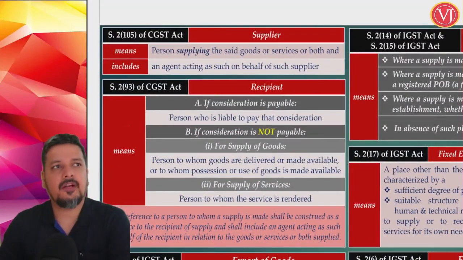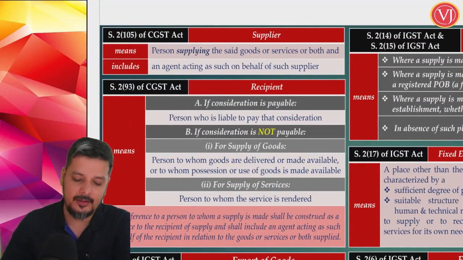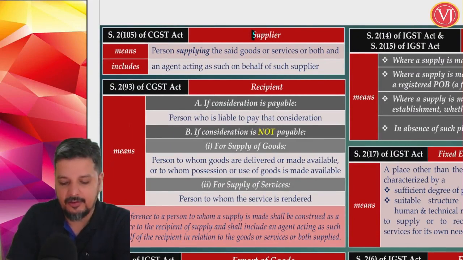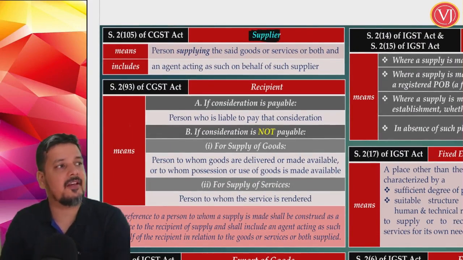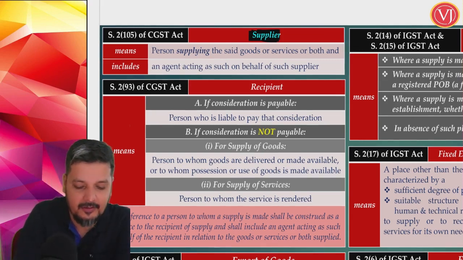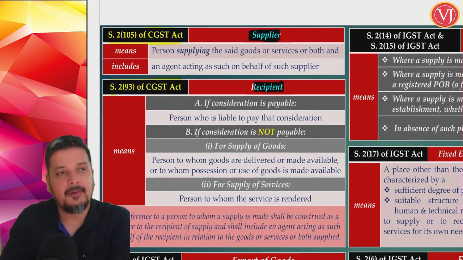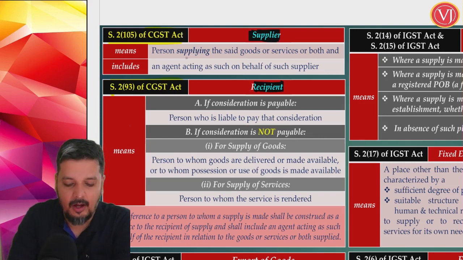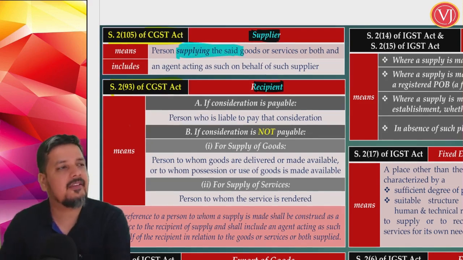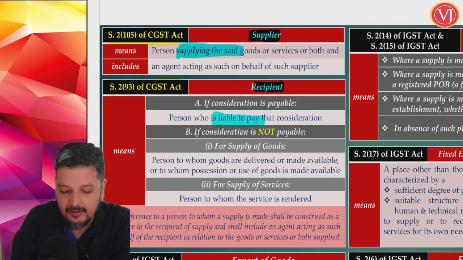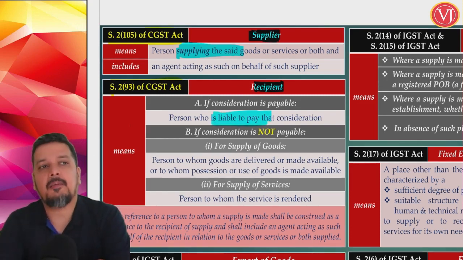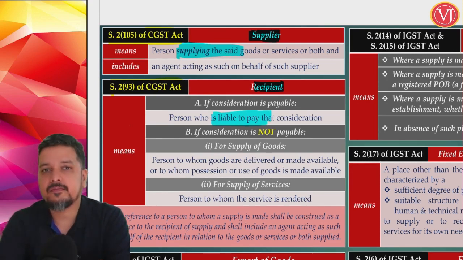Before telling location of supplier or location of recipient, you should find who's supplier and who's recipient. Supplier is a very general definition. Generally, all the definitions that we are discussing here are from the IGST Act, but this part of the definition is taken from your CGST Act. Supplier means a person who's supplying the goods or services, includes his agent. Agent is a normal thing. Who's supplying it. But recipient does not mean the person who's receiving the goods or services. Recipient means a person who's liable to pay the consideration. It doesn't mean who's receiving the goods or services.